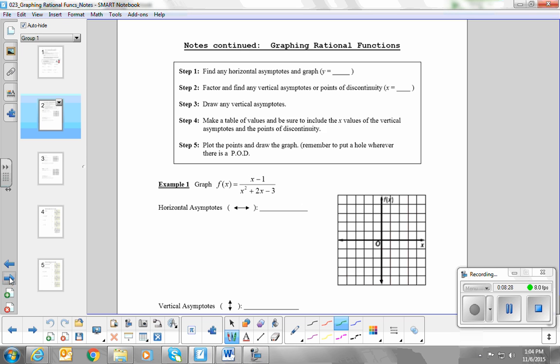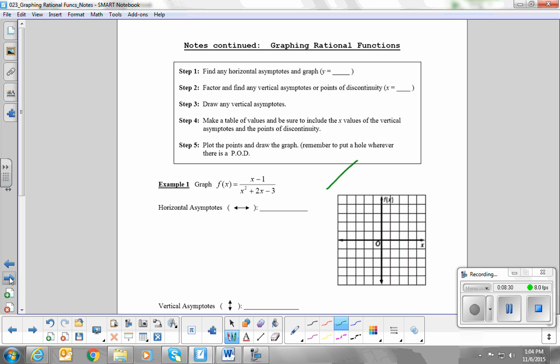Factor the bottom. Okay? What multiplies to -3 and adds to 2? 3 and -1. Since the leading coefficient is 1, I can just do my shortcut and write x plus 3, x minus 1. Okay? So I have x minus 1 over x plus 3, x minus 1. So I rewrote it. Okay, so first of all, are there any horizontal asymptotes?